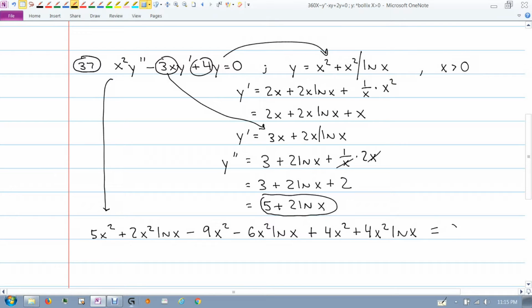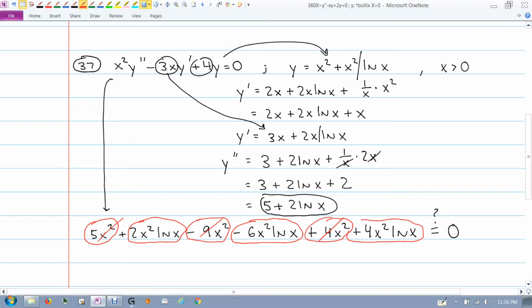And does that equal 0? Let's see. Ooh. Oh, this does not look like it equals 0. Oh, yeah, okay. So 5x squared minus 9x squared plus 4x squared. Those are all gone. And then we have 2 of these, and then we have minus 6 of the same thing, and then plus 4 of those, and so those will cancel. Check.